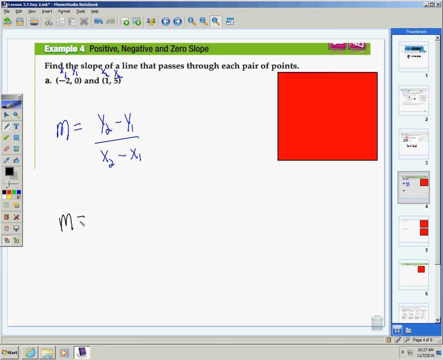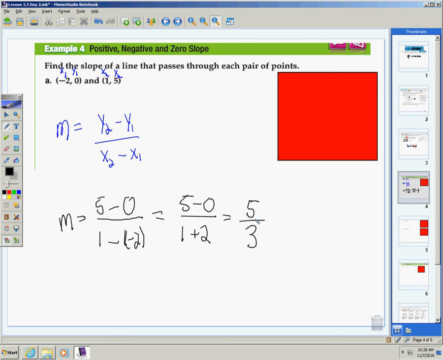And now that we've labeled these points, this problem is actually quite easy. M equals y2, which is 5, minus y1, which is 0, all over x2, which is 1, minus x1, which is negative 2. And then I'm going to rewrite this just to do a little simplification. 5 minus 0 over, subtracting a negative is the same thing as adding a positive, so 1 minus negative 2 turns into 1 plus 2. And 5 minus 0 is 5, 1 plus 2 is 3, and we just leave it as 5/3.